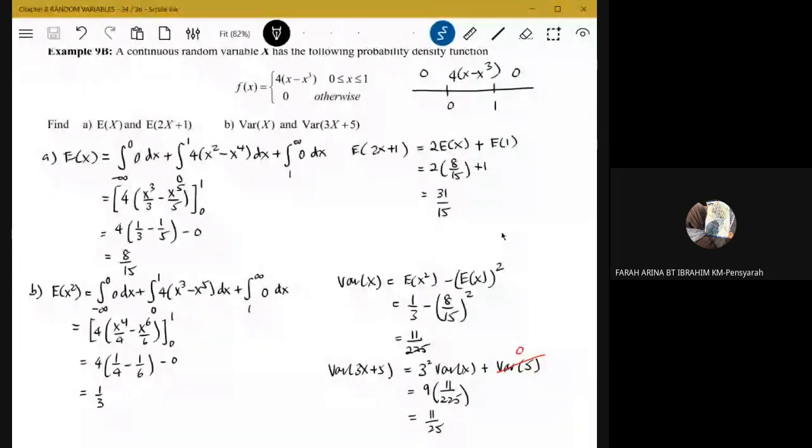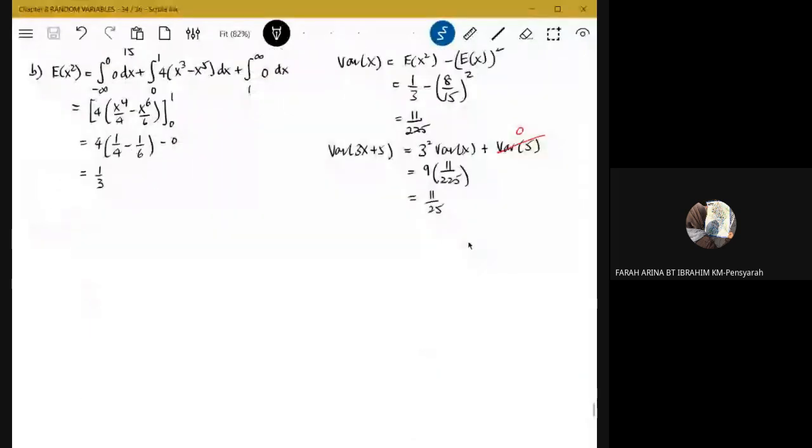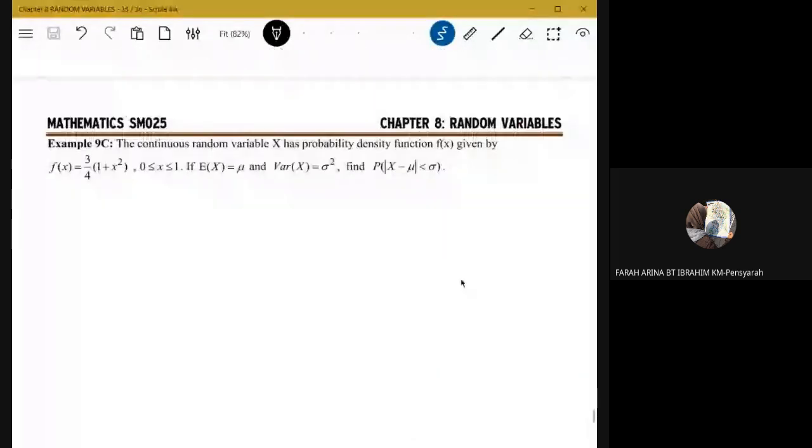Okay, so we move to the last one, which is example 9c. Okay, so given the small f(x), which is probability density function, 3 over 4 (1 plus x squared), by given the range from 0 towards 1, and then we have given E(X) adalah mu, variance adalah sigma squared. So you have to find the probability in between, modulus X minus mu less than sigma. So you have to find these two things first, baru kita boleh solve bahagian yang ini.